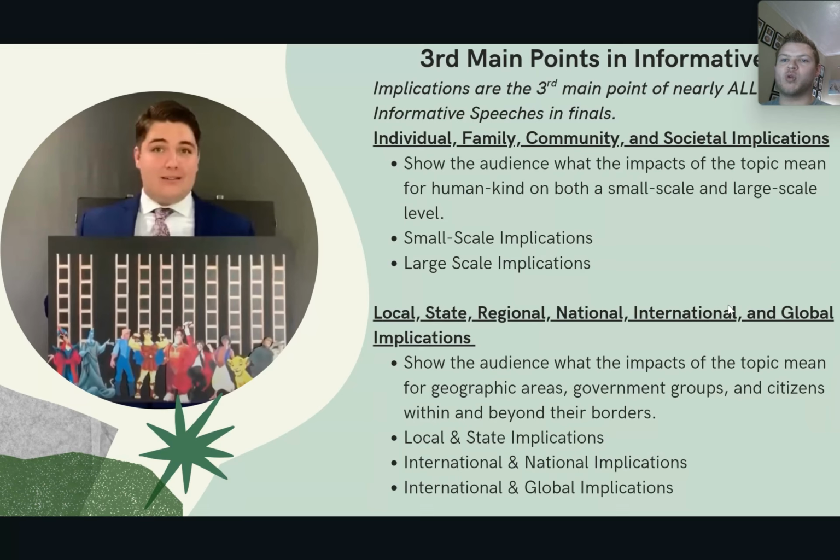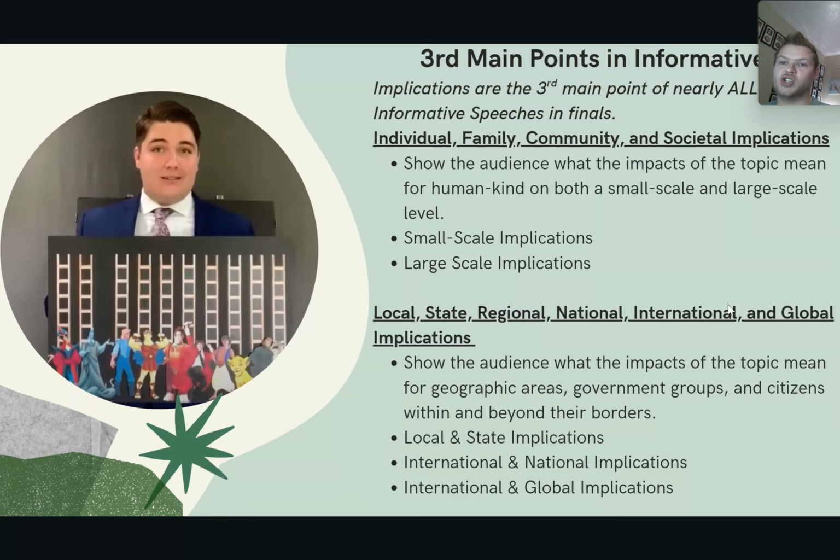You can also focus more on number of people or region of people. So talk about local consequences, state consequences, regional, national consequences, international and global consequences. Show the audience what the impacts of the topic mean for government groups, geographic areas, and citizens within and beyond the United States borders.